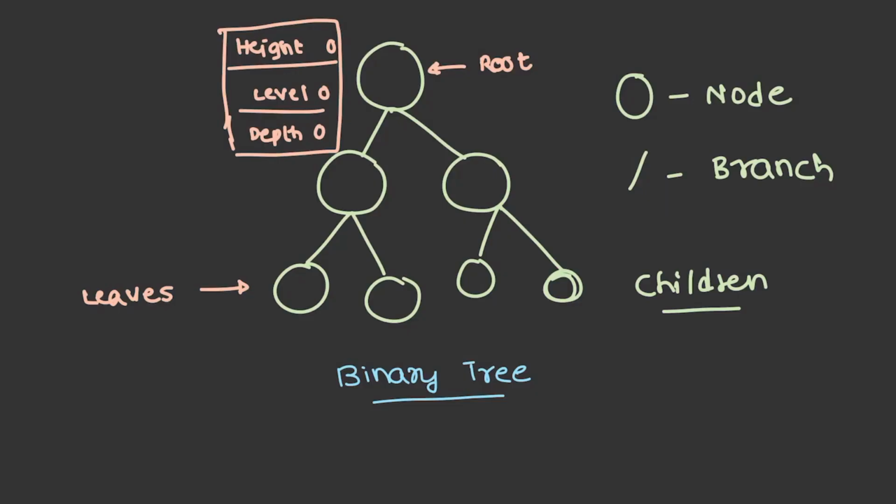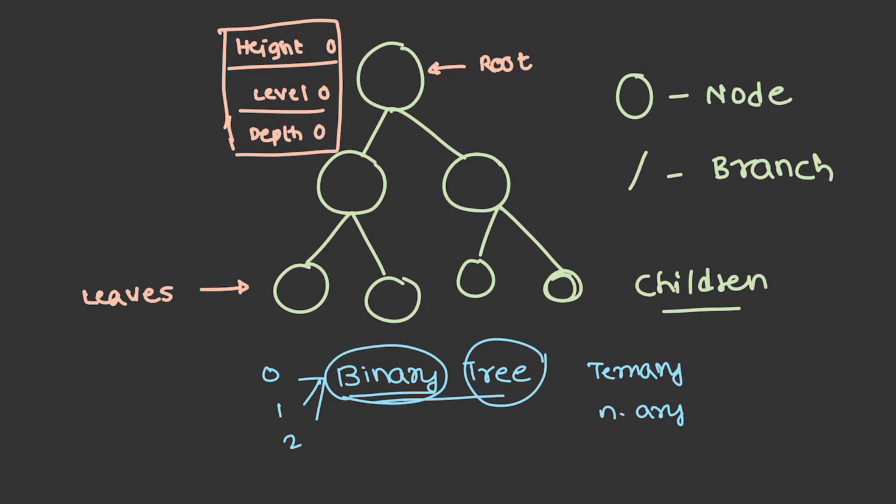Let's have a look and try to understand trees. We have many types of trees such as binary tree, ternary tree, or even n-ary tree. A binary tree can have 0, 1 or 2 children, so it can have at most 2 children. A ternary tree can have at most 3 children. An n-ary tree can have at most n children.